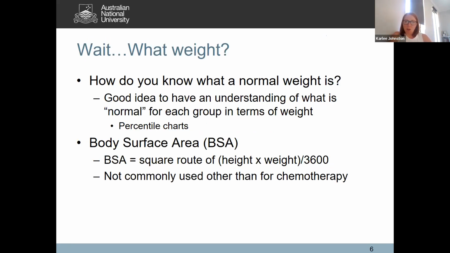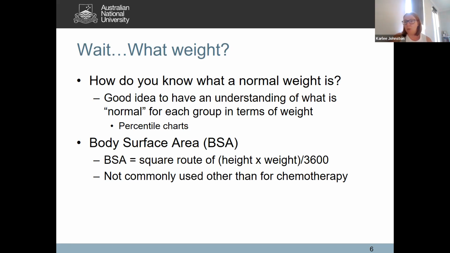All right, so what weight do we use? How do you know what a normal dose weight is for a 5-year-old patient? You need to have a decent understanding about what is a normal weight for age. And there are these wonderful percentile charts available which tell you what percentage of children are what weight at what age.